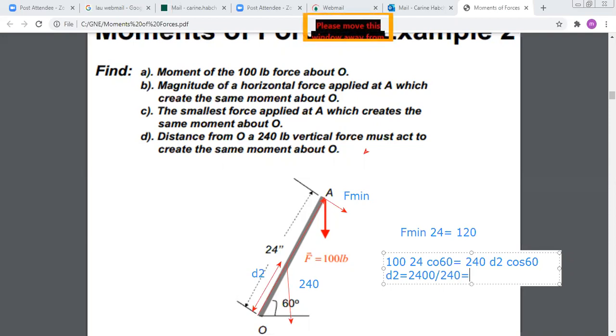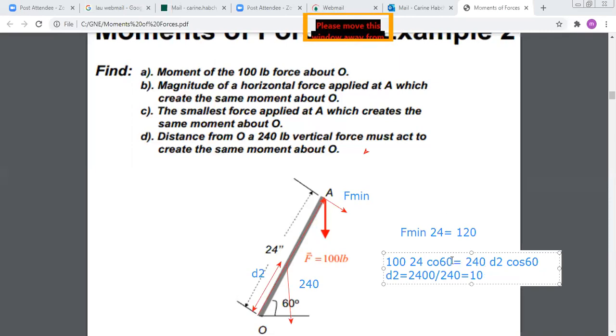Okay, why can I expect this result? Because the distance and the force are inversely proportional. When my force was equal to 100, the distance was 24. So when the force is 240, the distance will be equal to 10, because I multiplied my force by 2.4. So I should divide my distance by 2.4, since the force and the distance are inversely proportional for the same moment.